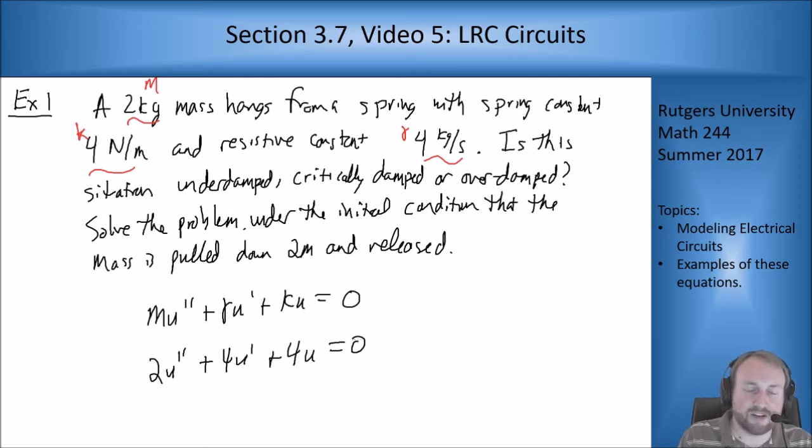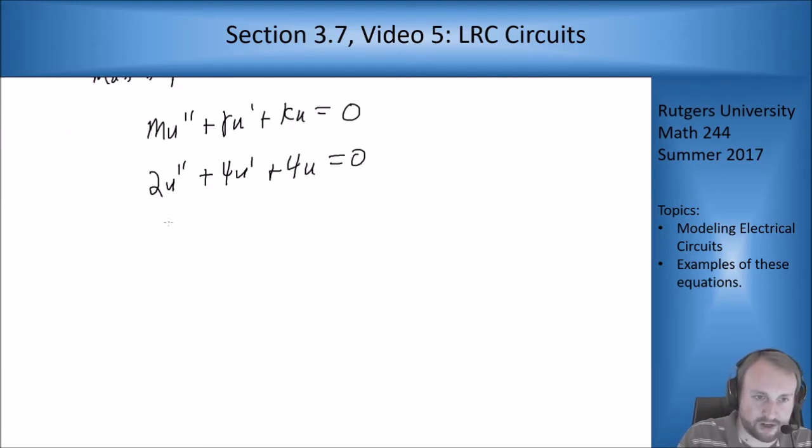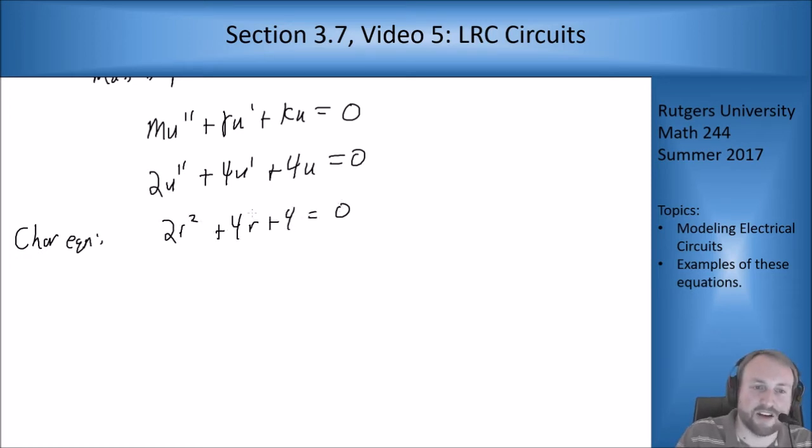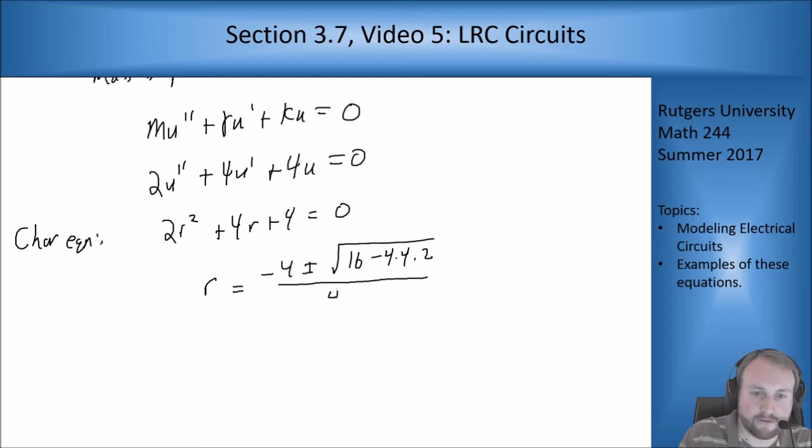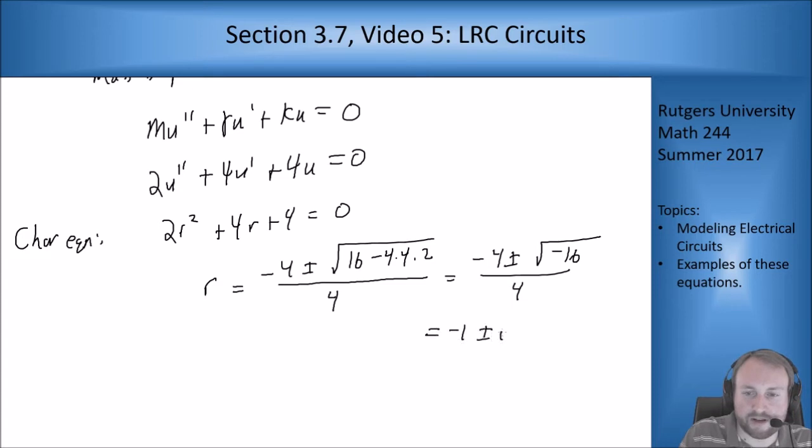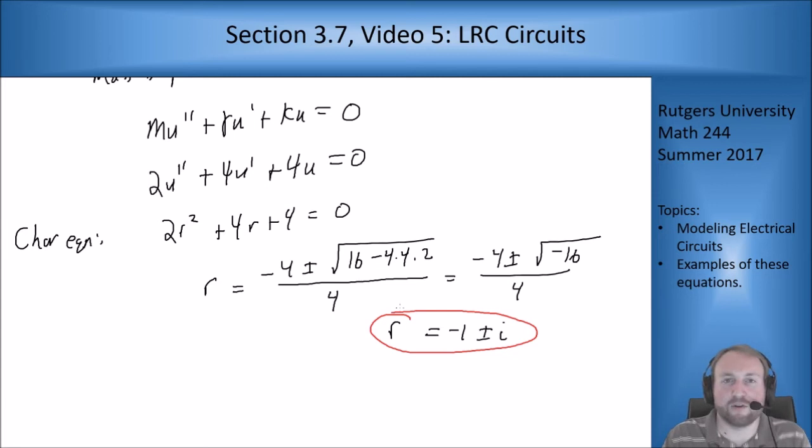Now I want to get to a characteristic equation and solve for the roots. My characteristic equation is 2r squared plus 4r plus 4 equals 0. We can use the quadratic formula right away. I get r is negative 4 plus or minus the square root of 16 minus 4 times 2 times 4, over 4, which is negative 4 plus or minus the square root of negative 16, over 4. If you simplify that, you get negative 1 plus or minus i, because the negative 4 and 4 give you negative 1, and the root of negative 16 is 4i. So my roots are negative 1 plus or minus i. What does this mean? Am I overdamped, underdamped, or critically damped? Because I'm going to see oscillation, I am underdamped.